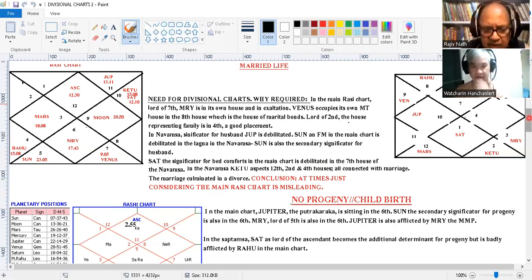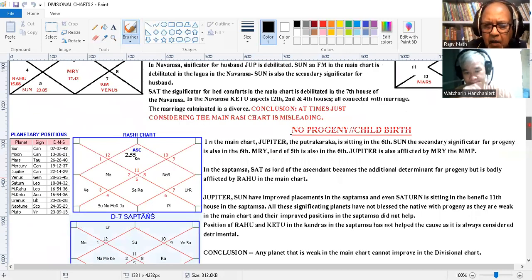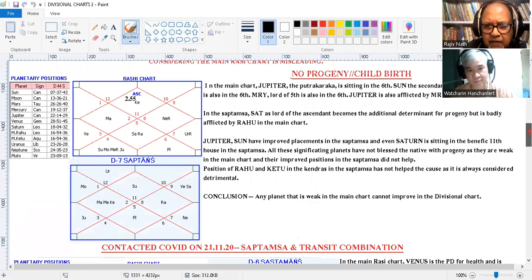This chart we had already done, I think. But anyway, this is another one, which is no childbirth. No children, no progeny.